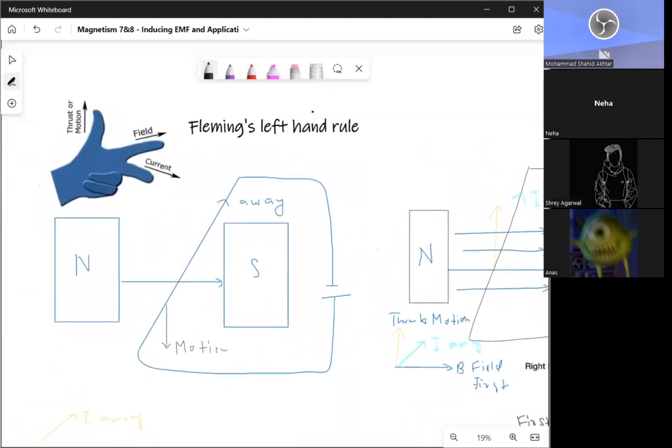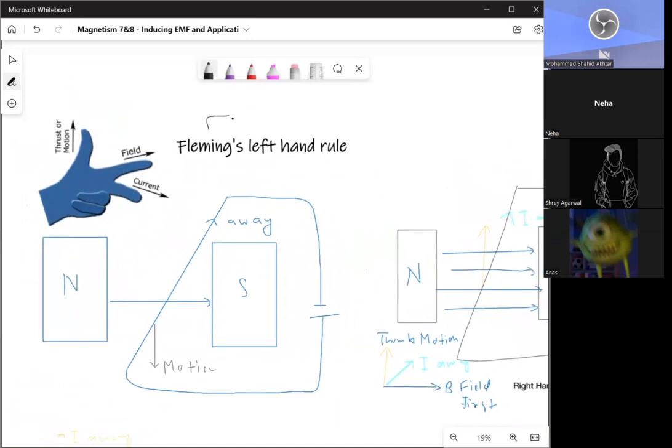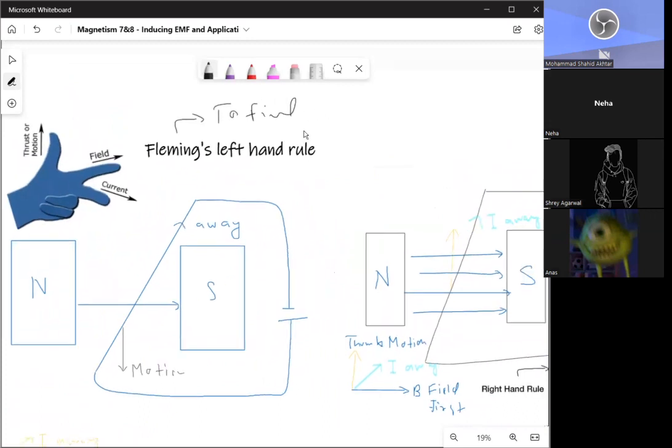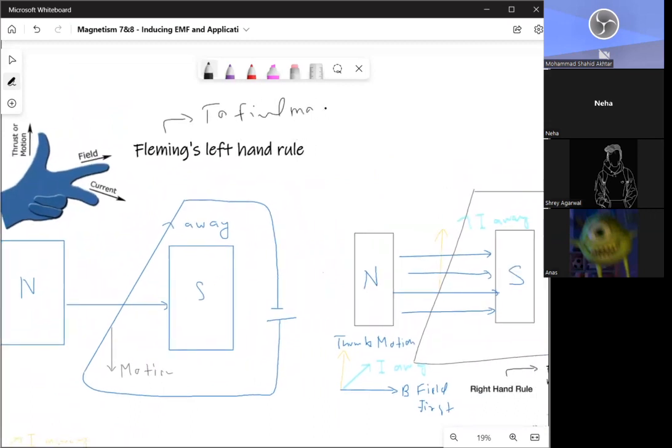So everything is the same, but what is the purpose? Why do we use this? To find motion due to current. Is that clear? Yeah. Write this down. Tell me when you're done.